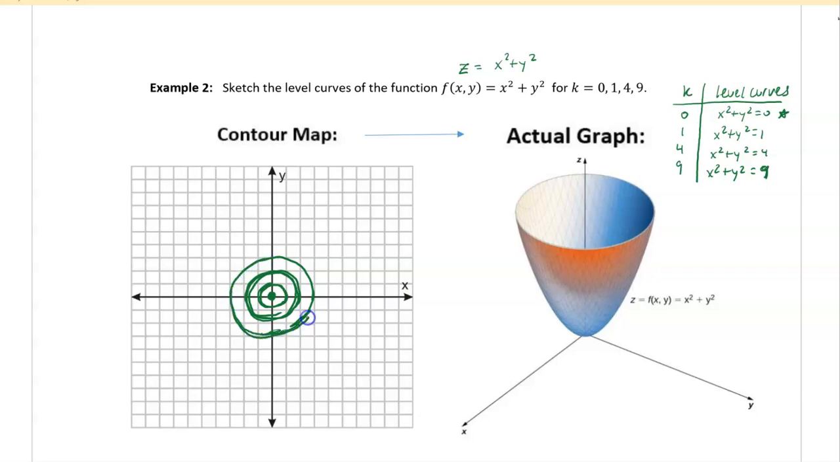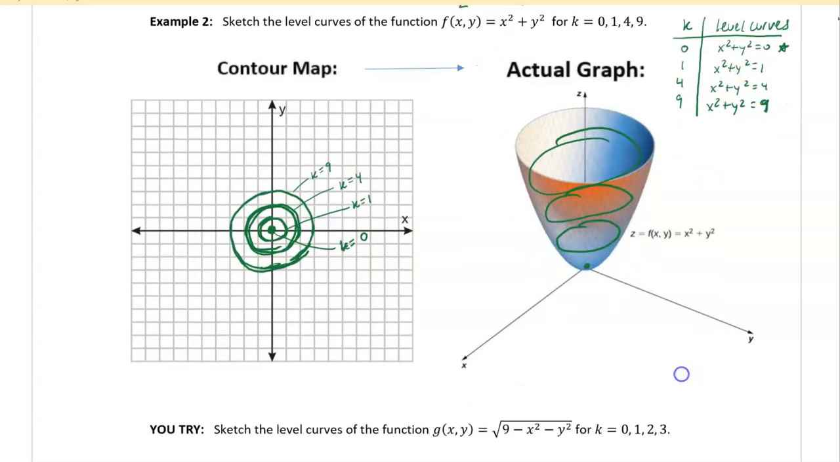So there are my level curves. I do expect you to label them. In this case, I'm going to use some lines/arrows to help me label that that is the one for k equals 9, that is the one for k equals 4, that is the one for k equals 1, and that point right there is for k equals 0. So if we were to take each of those level curves and raise it to the z value given by our value of k, that's going to start giving you an idea of what this three-dimensional graph is going to be looking like.